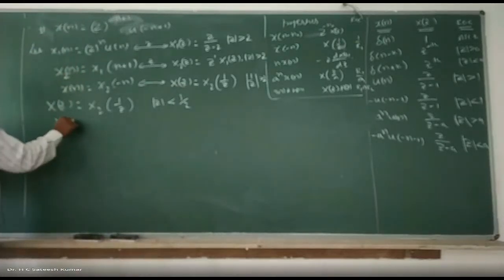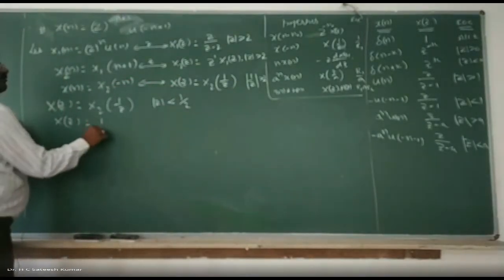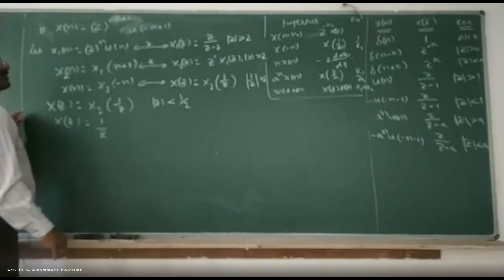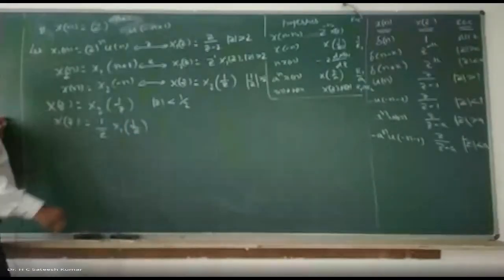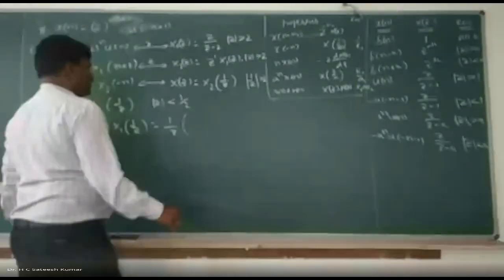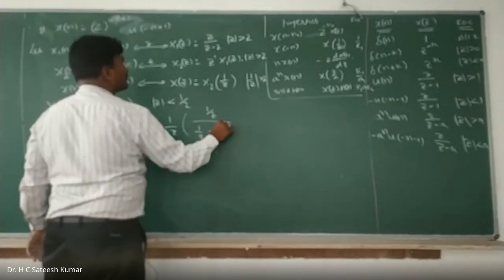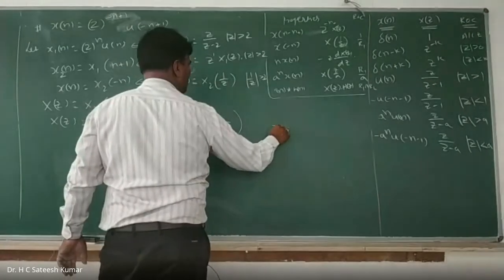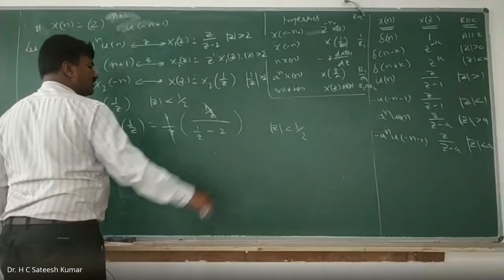Okay, right. x of z is equal to, what is x2 of 1 by z? Wherever z is there, replace it by 1 by z. 1 by z into x1 of 1 by z, which is nothing but equal to what? 1 by z into x1 of 1 by z. Substitute it: 1 by z divided by 1 by z minus 2. Is it right? ROC, what do we have? Mod z less than half. Okay, right. This 1 by z, this 1 by z gets cancelled.